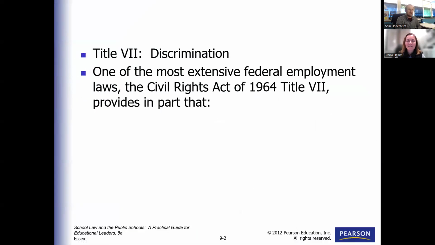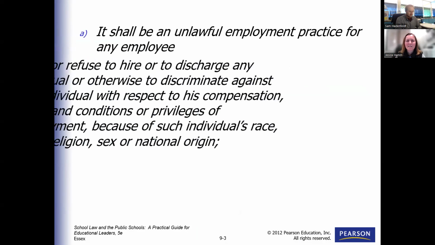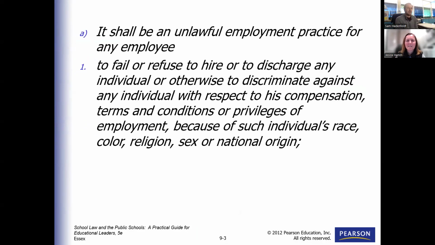So according to Title VII of the Civil Rights Act of 1964, which is one of the most extensive federal employment laws, discrimination: it shall be unlawful employment practice for any employer to fail or refuse to hire or to discharge any individual or otherwise to discriminate against any individual with respect to his compensation, terms, conditions, or privileges of employment because of such individual's race, color, religion, sex, or national origin. Basically, you can't hire or fire anybody because of their race, color, religion, sex, or national origin.